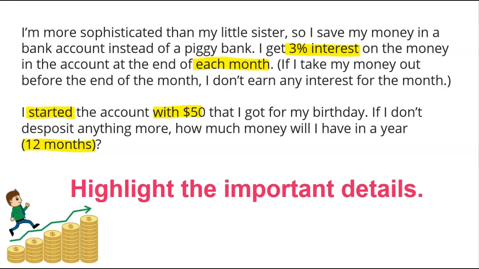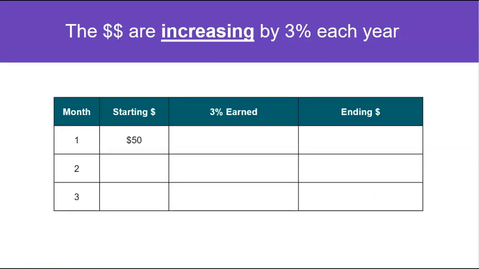And we looked a little bit at interest last unit. We're going to go over this a little bit again. So this should look similar to our prairie dog problem. We are earning 3% interest every month. So remember, with a percentage, we're going to move the decimal 2 places and then multiply.